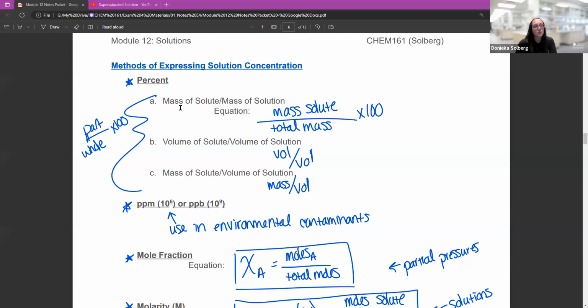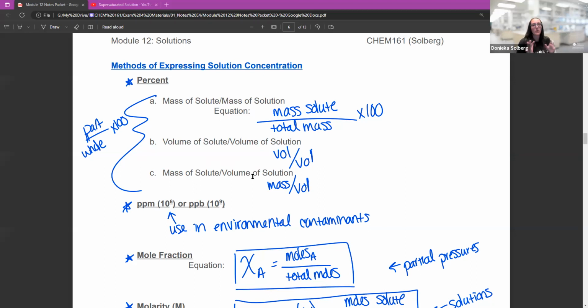And we can do 3 different types of percentages. It can either be a mass over mass percentage, a volume per volume percentage, or a mass per volume percentage. So you've got to watch whatever the unit says. If it says MM or MV or VV, I do believe some use a W for weight instead of mass, but it's the same thing. And that's just telling you what the units are going to be.